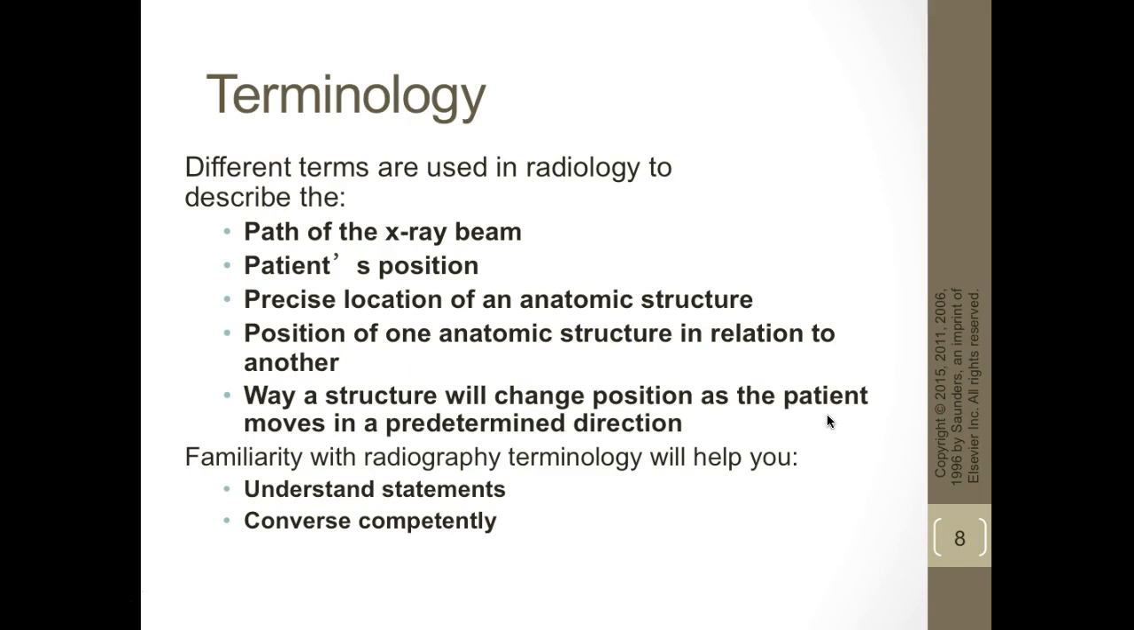And position of one anatomical structure in relation to another anatomical structure. So if we're saying that the medial and the lateral condyles need to be aligned, we need to specify what the two are and what the relationship is, how far off they are, so that we can correct it. And if we're going to rotate the knee medially, we need to talk about how that's going to change what the angle is going to be.